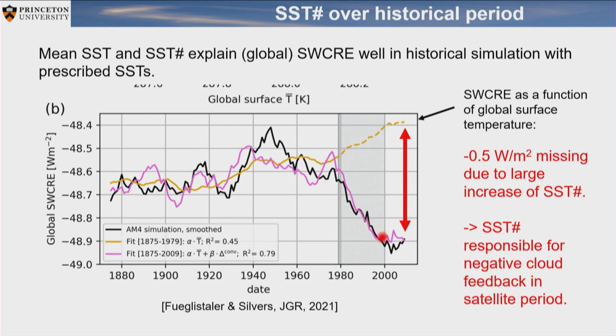Instead, the model shows this decrease, and I said this is then if we add a second independent variable, which is a metric for the difference between where you have convection and the average, then you can explain that very, very well. You see, this is not a small effect. This is half a watt that we're basically missing in this calculation. So the question is, what's going on?